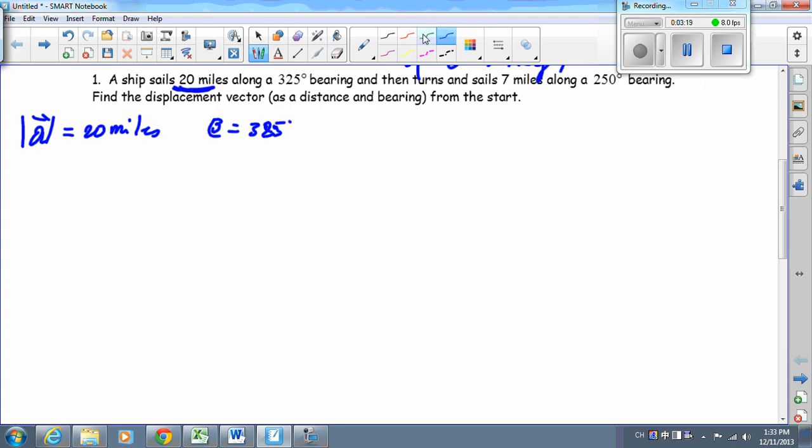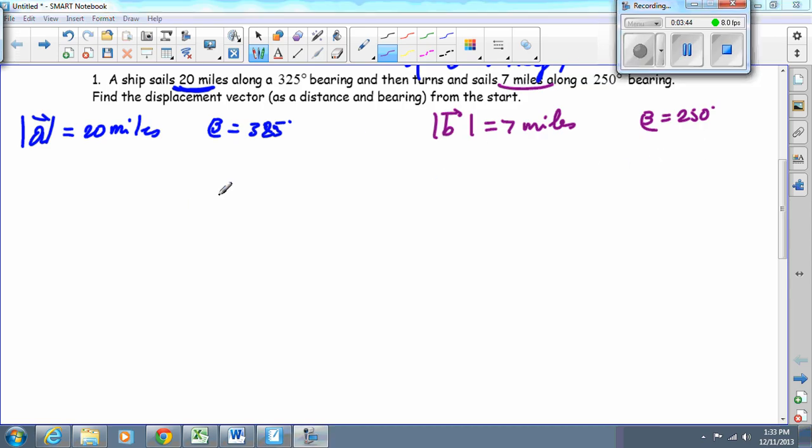Now, if you keep reading, the second portion says there's another vector B, and the magnitude of B is 7 miles. And this time it is giving me a beta of 250 degrees. The first step is to find alpha. So let's go ahead and find alpha for both. Instead of calling it alpha, I will call it, of course, theta. So let's go ahead and find theta.